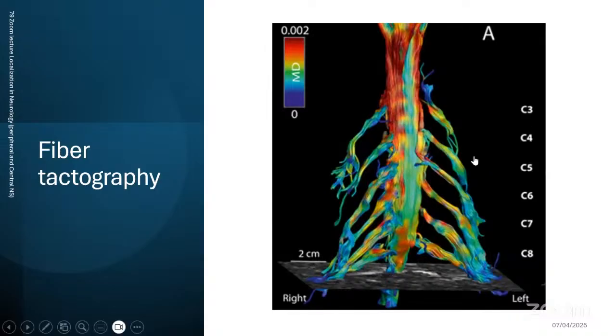And there's a fiber tractography in the cervical region. You can see C3, C4, C5, C6, C7, C8, how they're exiting from the spinal cord. And these are the tracts that are coming from above, from the brain: corticospinal tract, tectospinal, rubrospinal, vestibulospinal, reticulospinal. All these tracts are coming down. And the spinothalamic tract and spinocerebellar tracts and posterior columns are ascending tracts.